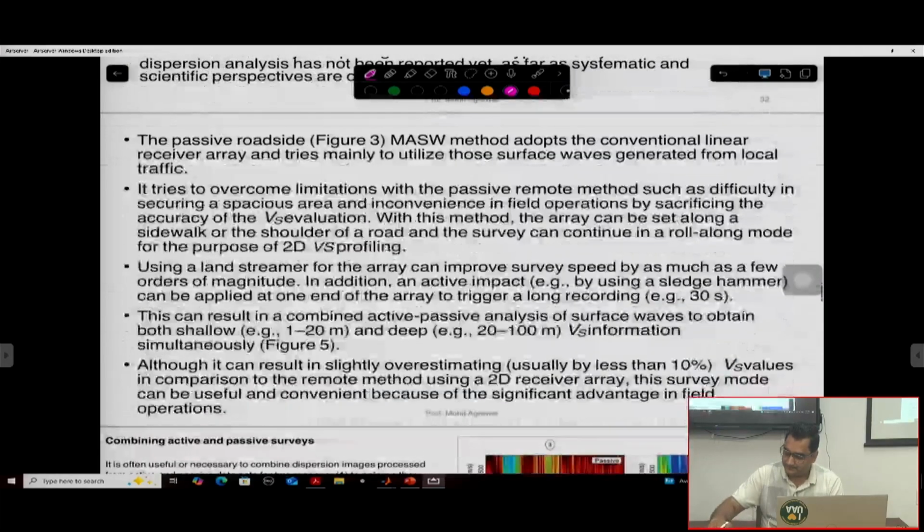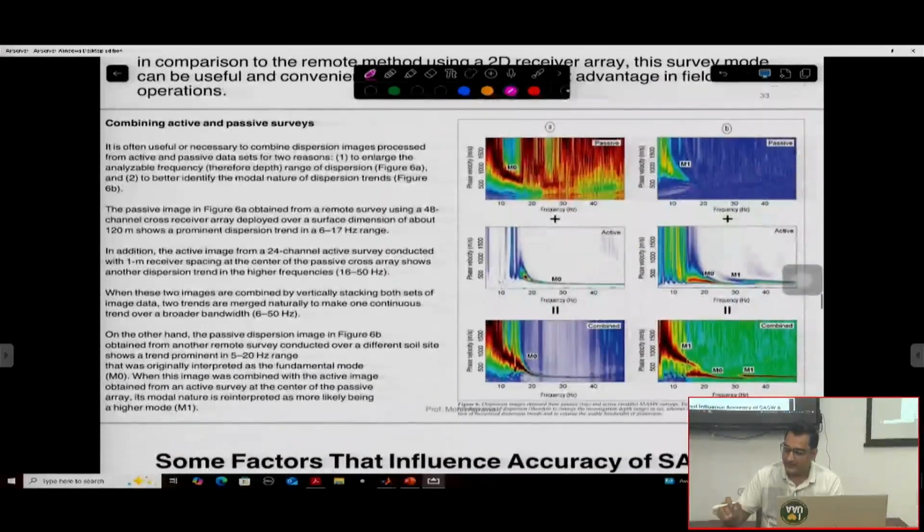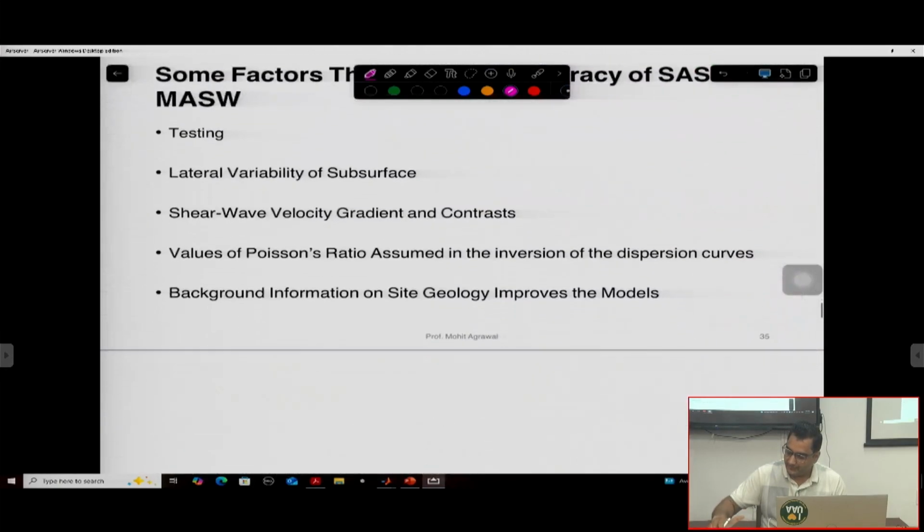Now the best way is to combine both of them together, active and passive surveys. The active survey will give you the estimate of the shallower features of the subsurface, while the passive may give you the deeper estimates of the velocities. Now we will go further.